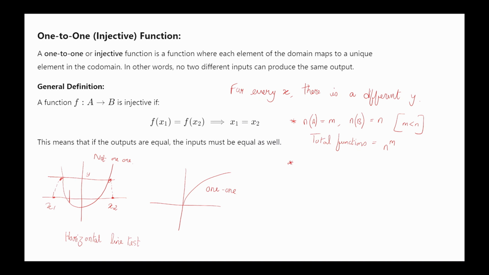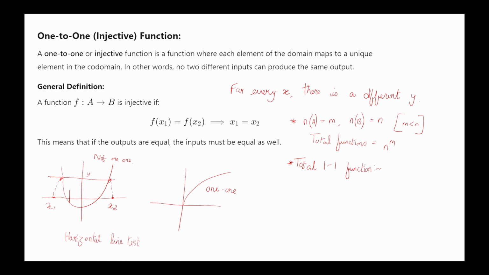Now let's say, what if in the question they tell us you have to find out the number of 1-1 functions that are possible. Now in functions also they've given us a condition that it should be 1-1 function. So total 1-1 functions.